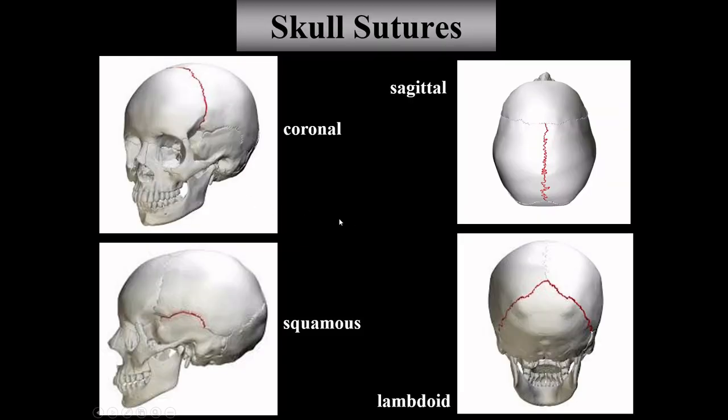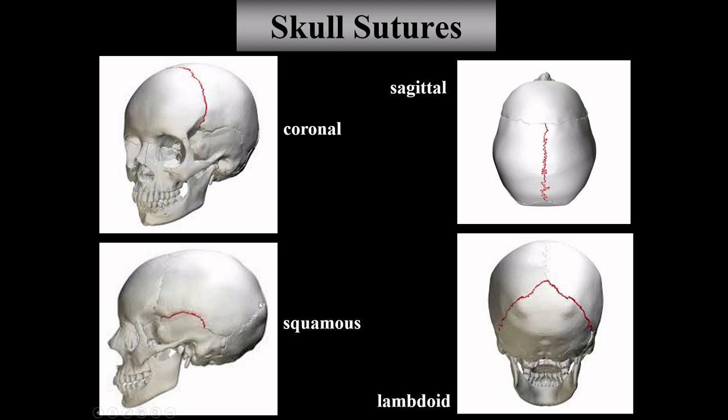With our sutures, there are 4 sutures that I want you to be familiar with. I've got my coronal suture cutting across the top of the skull between the frontal bone and my parietal bones. I've got my sagittal suture, which we find just in between the left and right parietal bone.